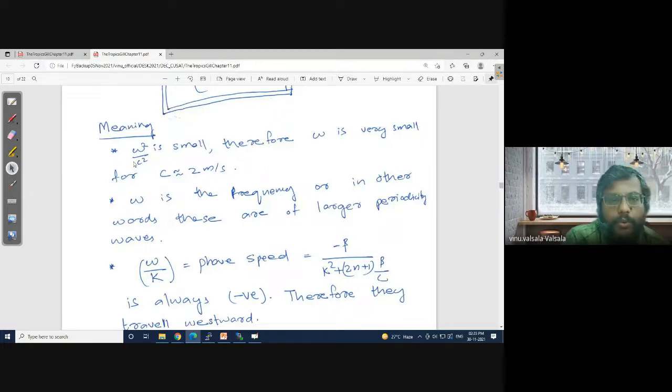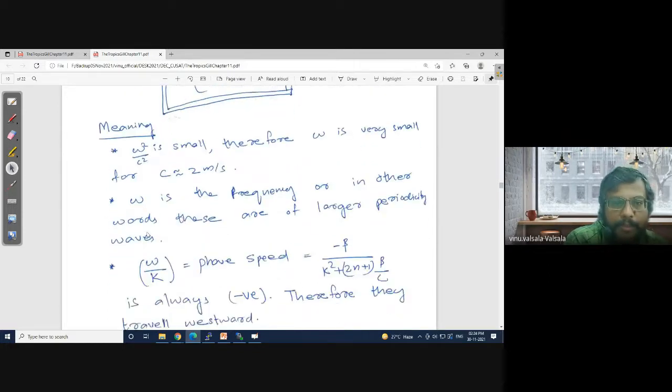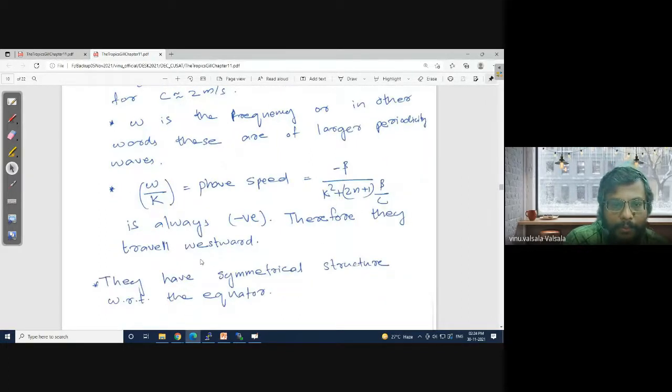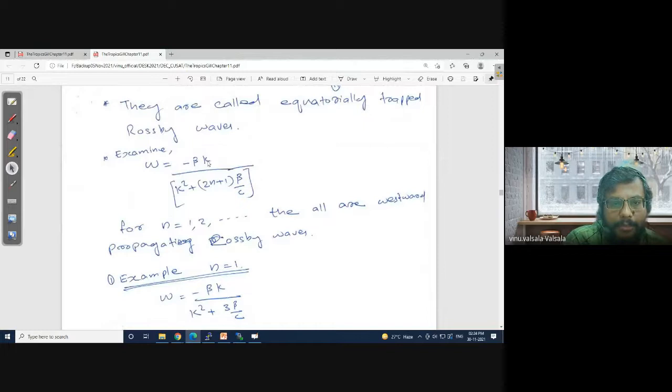Here omega by c square is small, therefore W is very small for c, where c is approximately 2 meter per second or 3 meter per second, which is the baroclinic speed of the system. Now W is the frequency, or in other words, these are the larger periodicity waves. The dispersion relation says that W is equal to minus beta k by this, and for n equal to 1, 2, 3, etc., they all propagate westward. They are called Rossby waves.